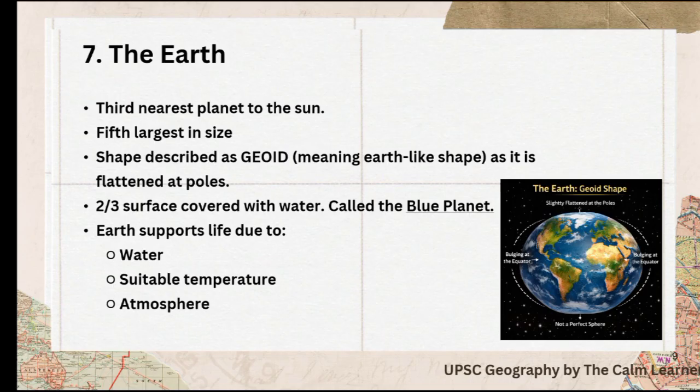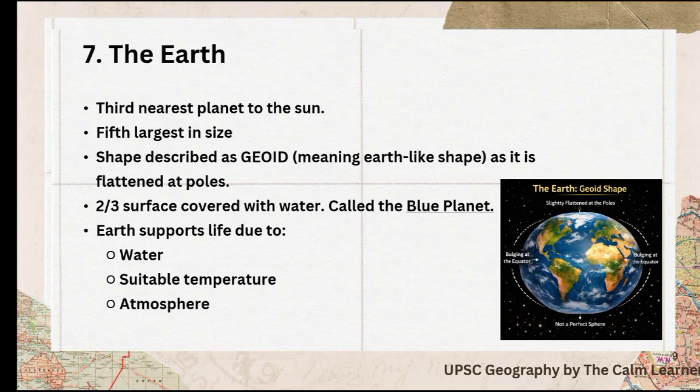Now, let's move on to our planet Earth. The Earth is the third planet from the Sun. It is the only planet known to support life. Earth has air to breathe, water to drink, and a suitable temperature. That is why Earth is called a unique planet.